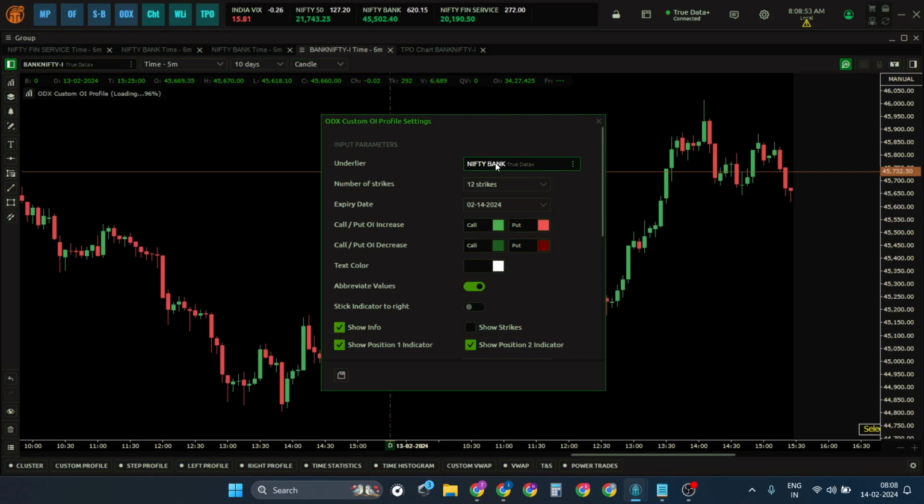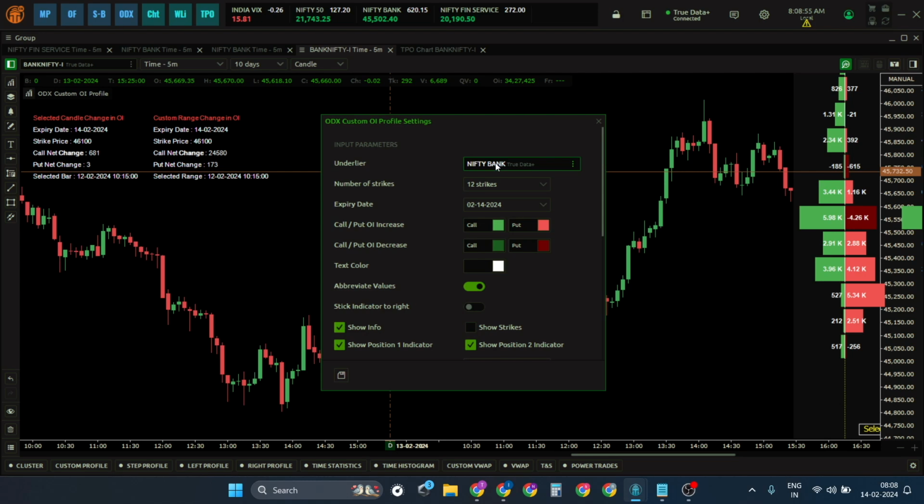Why does this happen? A lot of members might have their strategies on the future chart. I personally have a lot of strategies using the future chart, because I use market profile and other aspects also. So if you are also a person like me, you simply need to select your spot here as the underlier.